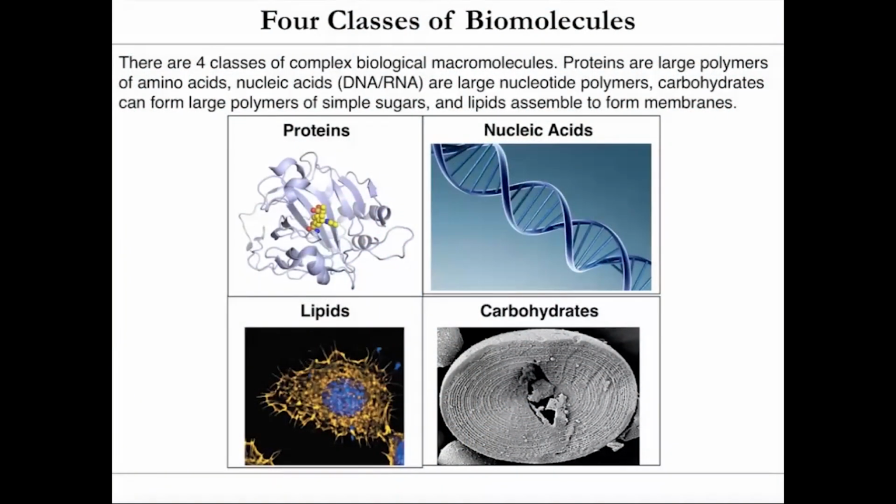So as we discussed before, there's 4 main classes of complex biological macromolecules. So they are proteins, which are polymers of amino acids, which we discussed in the previous lecture. Nucleic acids, so DNA and RNA are large nucleotide polymers. Carbohydrates, which can be formed from large polymers of very simple sugars, specifically glucose and others. And lipids, which don't form polymers, but different lipid molecules can assemble to form membranes, which you can sort of think of like a biological macromolecule. So these are the 4 main classes of biomolecules, and we'll spend this whole lecture talking about each one individually.